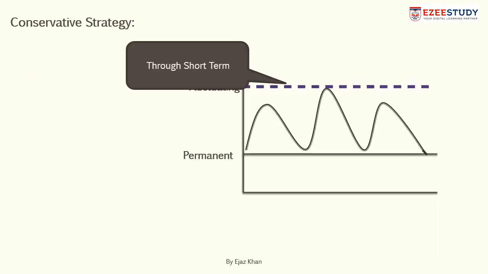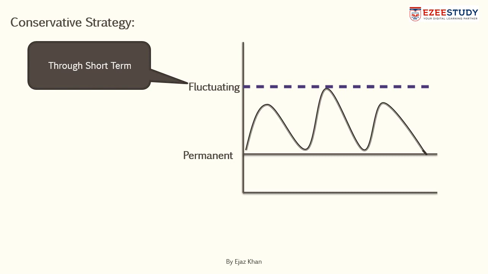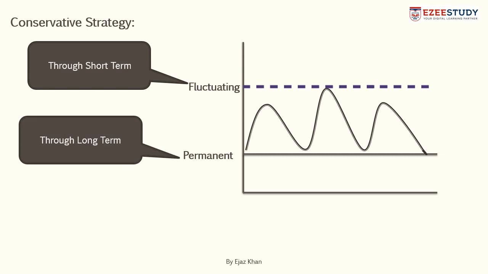The matching strategy is that the fluctuating working capital will be completely financed through short-term source of finance, and the permanent working capital will be financed through long-term source of finance, and therefore it is called matching strategy, as the source of finance is matched with the requirement of the working capital. Since the fluctuating working capital will not be required throughout the year, therefore it will be financed through short-term source of finance whenever it is required. Whereas the permanent working capital, which is the permanent requirement of a business, will be financed through long-term source, as it will be a permanent requirement for the business. Therefore, it will be financed through long-term source. And that's why it is called matching strategy.